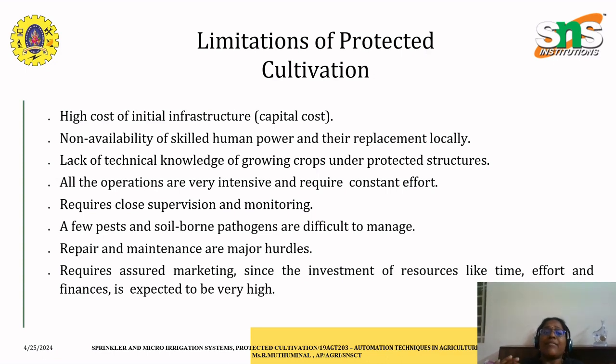The only thing is, we have to take care of the initial capital cost, which needs an investment of resources. After this investment, we can have very good protected cultivation, which leads to crop yield of very good quality. The main limitations that happen under protected cultivation could be eradicated when protected cultivation is adopted drastically on a larger scale.